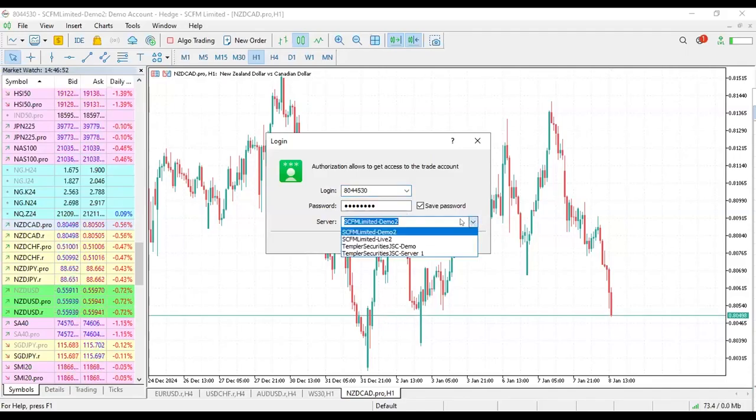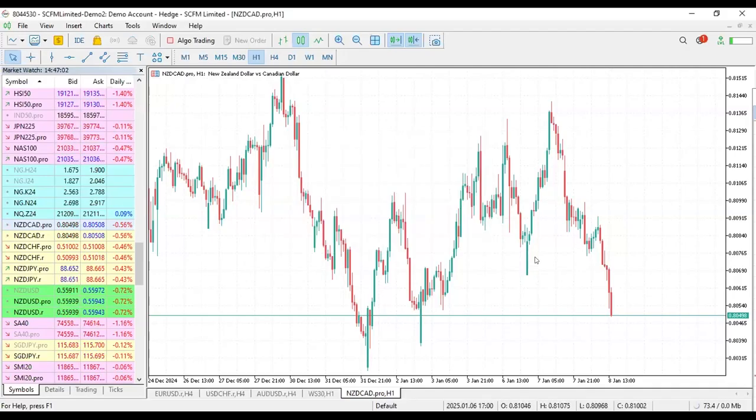If it is the live account, you have them right here. We have live 2, we have DFC demo, and then we have that other one right there. So then you will click okay, like that. So that is how we got to have this what I'm navigating here, and your account will read right here. As you can see, mine, it's a demo too, not a live account.